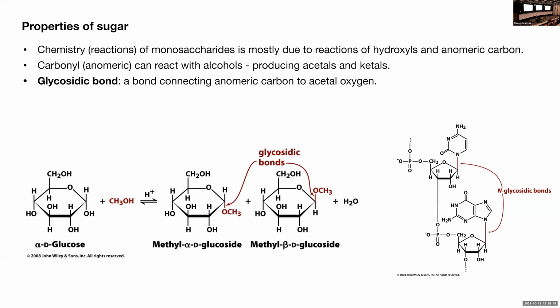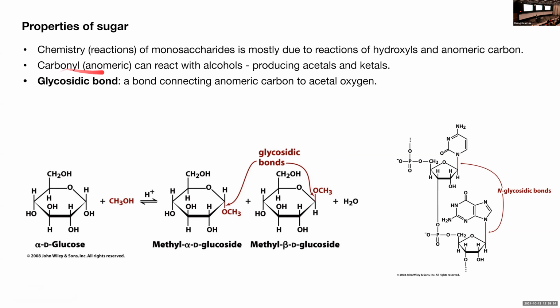And the properties, let's quickly talk about the properties of these sugars. So the chemistry of the monosaccharides, or the simple sugars, or the chemical reactions, basically, is mostly due to the reactions of hydroxyls and anomeric carbons. We already talked about this, right? The hydroxyls are everywhere here, including the one on the alcohol too. And anomeric carbons are basically ketones or aldehydes. So they're highly reactive already.